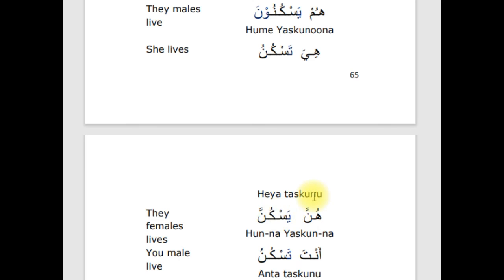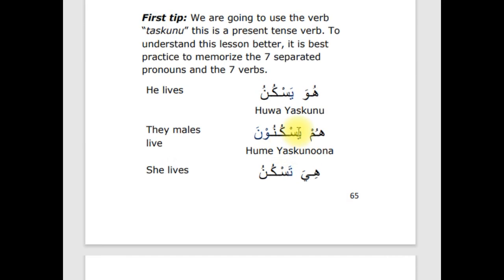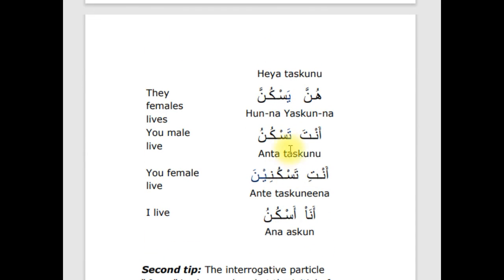Anta taskunu. The verb is the same as for hiya, taskunu, same format. Anta will use the same format. Anti taskunina uses the same word as anta taskunu, but we need to insert a ya and nun at the end of the verb: taskunina. For ana askunu, there's a hamzah. We put the hamzah in front of the verb: askunu.